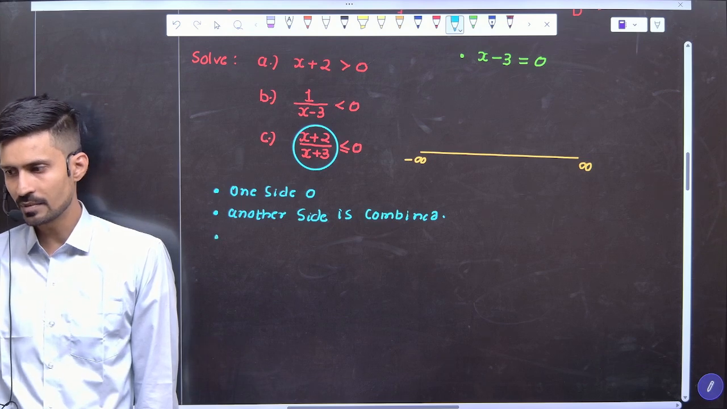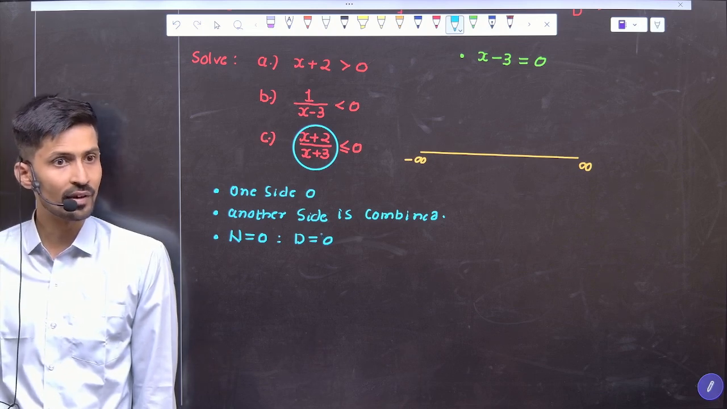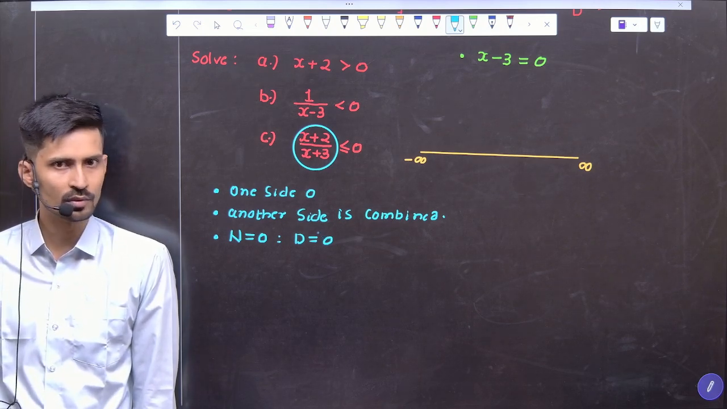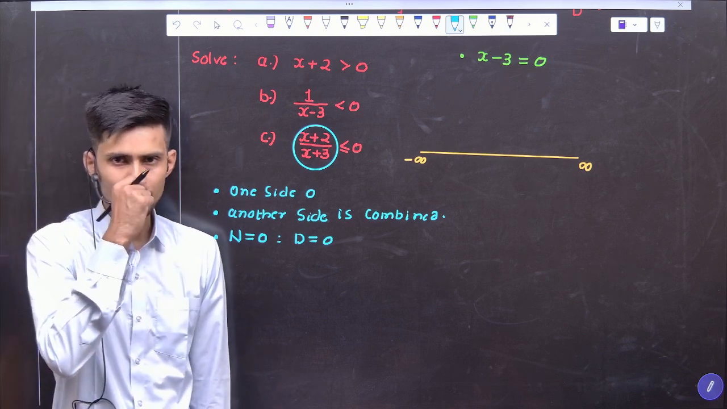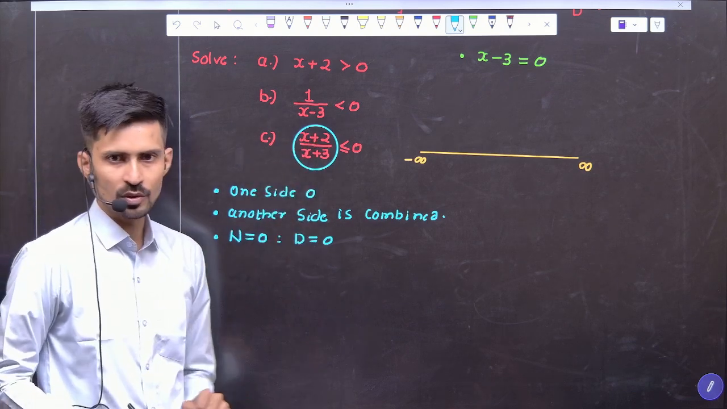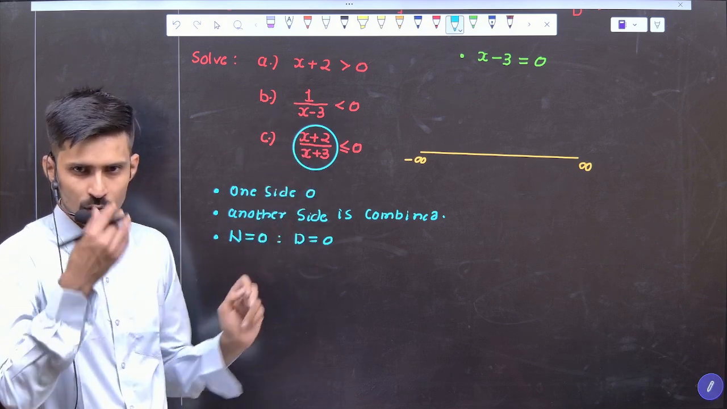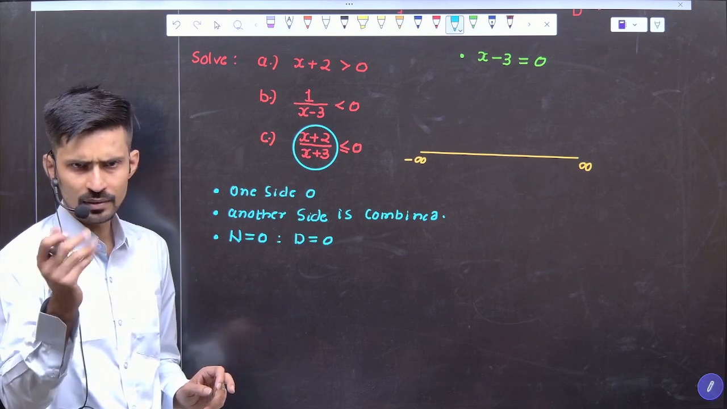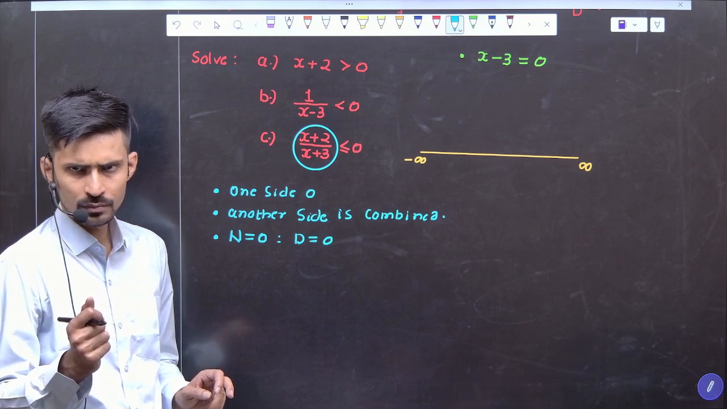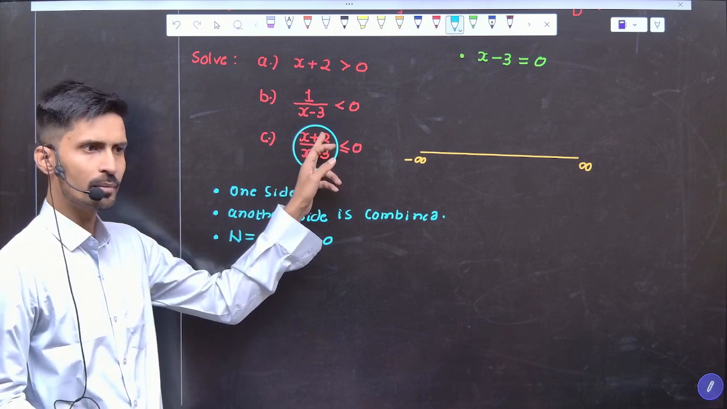Next step, you have to solve numerator is equals to 0 and denominator is equals to 0, and find x, what is unknown, and put that number on this number line. So, Ibrahim, x plus 2 is equals to 0. Here I am saying numerator equals to 0. What is the numerator? x plus 2. So if I write x plus 2 is equals to 0, what will be x? Minus 2. So we got one number from the numerator, minus 2.